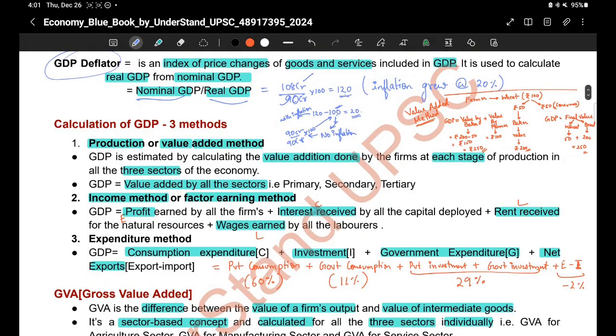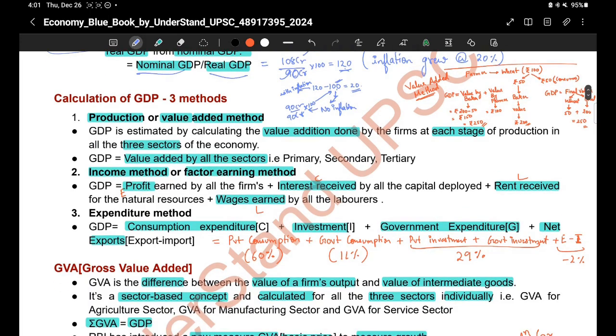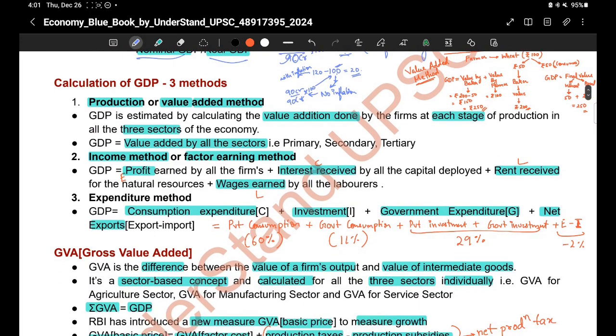Now, calculation of GDP, there are three methods to calculate. One is production method or value added method, then income method or factor earning method, and expenditure method. We'll see this one by one. Production or value added method. GDP is estimated by calculating value addition done by the firms at each stage of production in all the three sectors, the primary, secondary, and tertiary. In each sector, the value is added, and after this, it is combined together to form GDP.